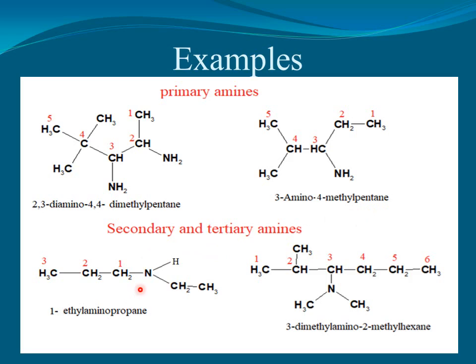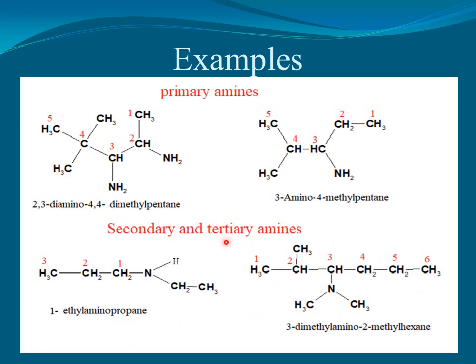Look at the secondary amine. This nitrogen is directly attached to two carbon atoms, that is why it is a secondary amine. The name is 1-ethyl amino. This is ethyl. This is the amino group. So it is ethyl amino. Why have we written 1? Because this amino group is present on carbon number 1. 1-ethyl amino propane, the longest chain.